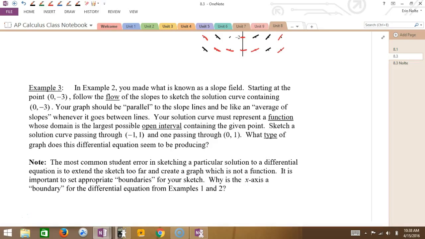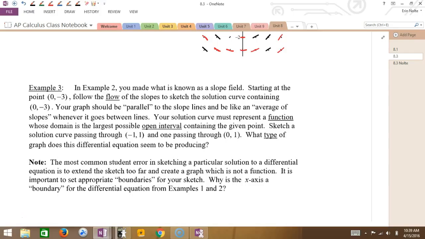It says, starting with the point, whatever the point is, this time it's going to be 0, -3. We're going to follow the flow of the slopes to sketch the solution curve containing the point 0, -3. Your graph should be parallel to the slope lines and look like an average of the slopes wherever the line goes between. Yeah, we have 0, 1, and 0, 1 is down there. Well, we can use whatever ones you guys want to use, it doesn't matter.